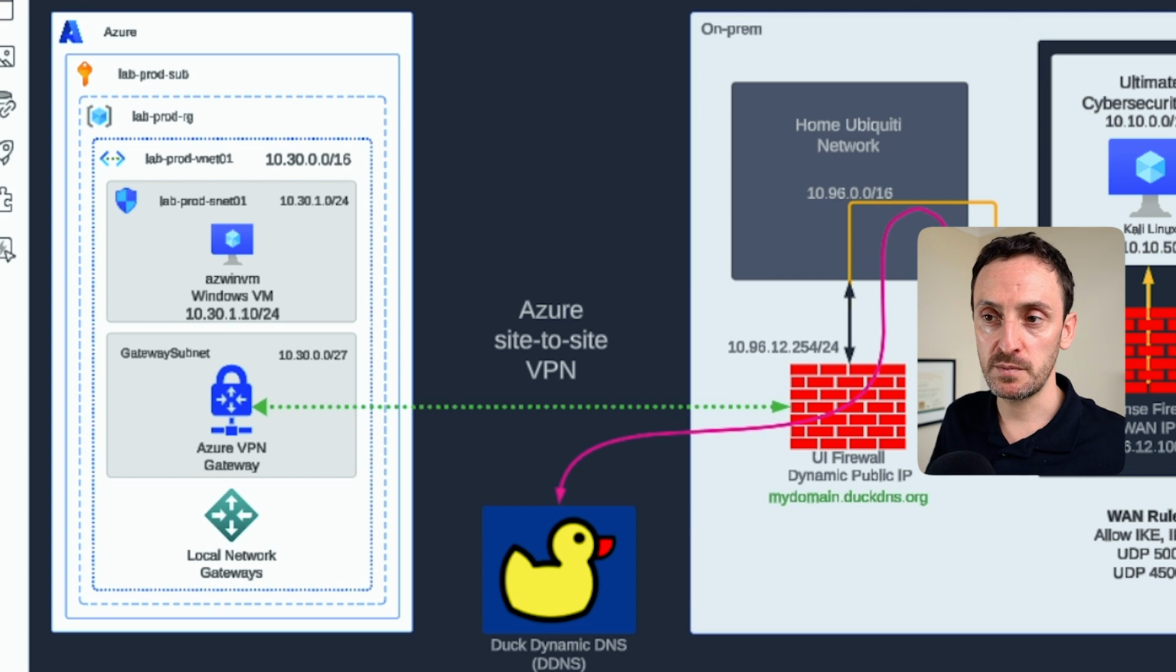Whenever we create the Azure VPN Gateway, we need to have a gateway subnet. So that is going to be 10.30.0.0/27. And I'm also going to create a second subnet that I'll use to create Windows VMs and stuff. So that is going to be 10.30.1.0/24. As part of the VPN, we also need a local network gateway.